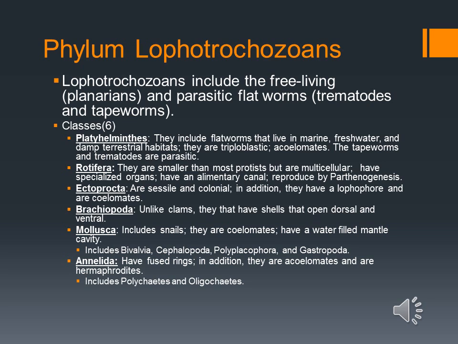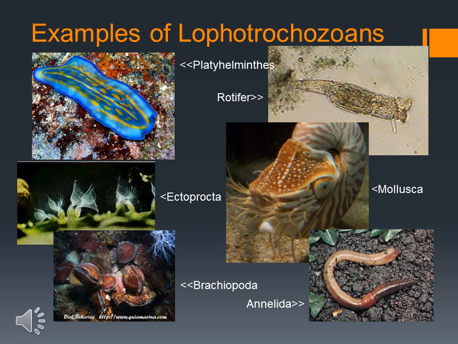The fifth is mollusca. They include gastropoda, snails, and they're coelomates, and they have water-filled mantles. They include bivalvia, cephalopoda, polyplacophora, and gastropoda. The last is annelida, which have fused rings. They're coelomates and hermaphrodites. They include polychaetes and oligochaetes. Here are some examples of lophotrochozoans.